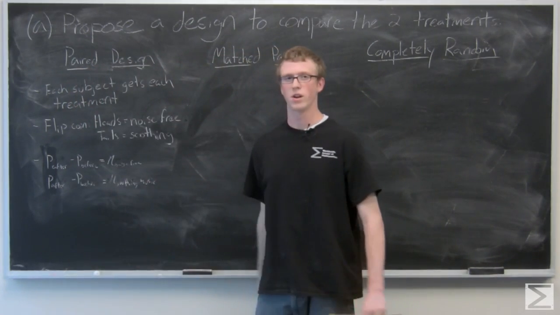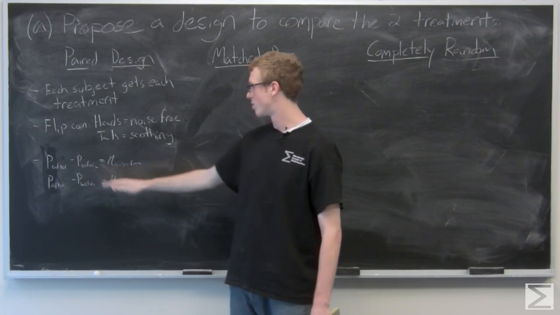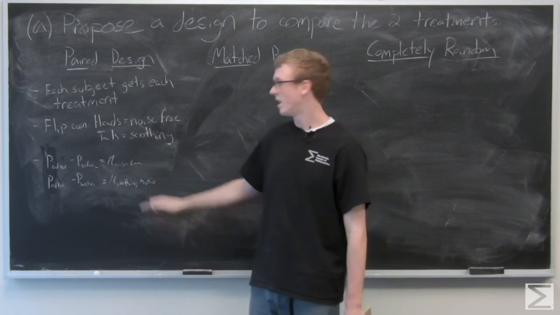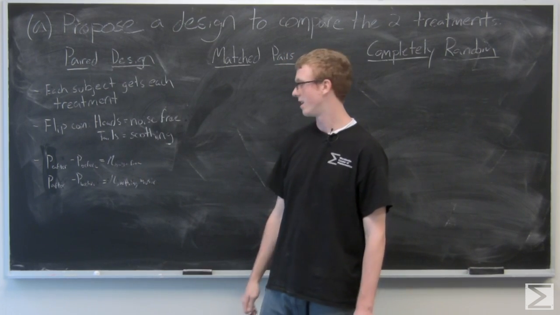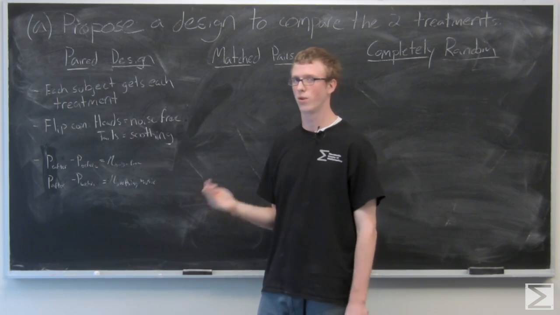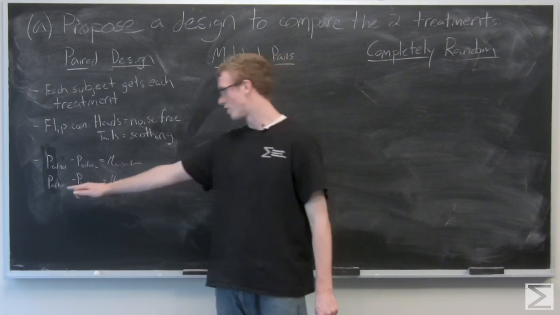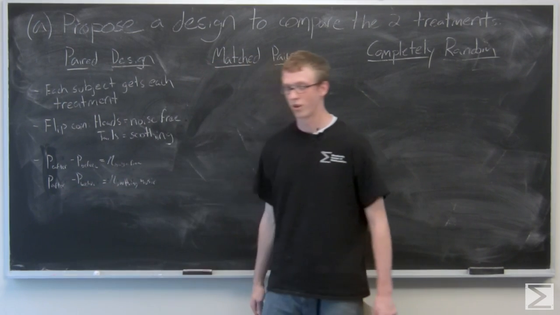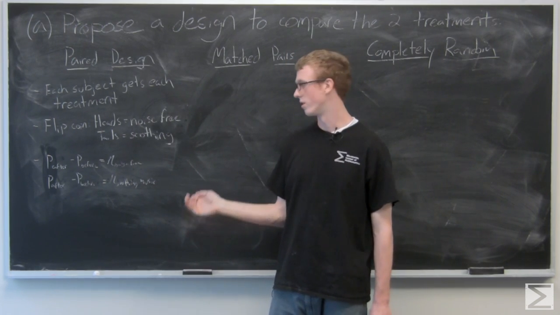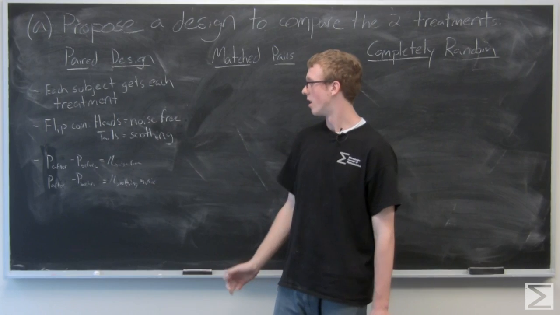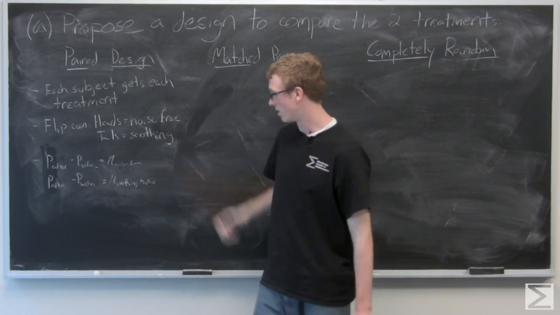So the pressure after minus the pressure before in the noise-free environment is going to give you the average difference in blood pressure from before and after, and then pressure after minus pressure before is going to give you the average difference for blood pressure when listening to soothing music, and then you want to subtract these two values.